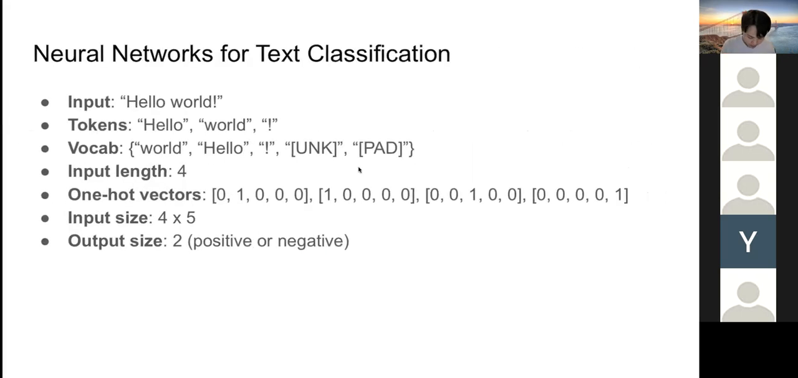So now we have a text classification model, neural networks for text classification. We're ready for that because now we have tokenized the input into these tokens, and now our input length can be 4. If you turn this into one hot vectors, then it will be 0, 1, 0, 0, 0, because the vocab size is 5, and then you have 4 tokens. So you have 4 vectors of size 5. That's why your input size will be 4 by 5, and output size is 2 because we're still working on this positive or negative review, right?